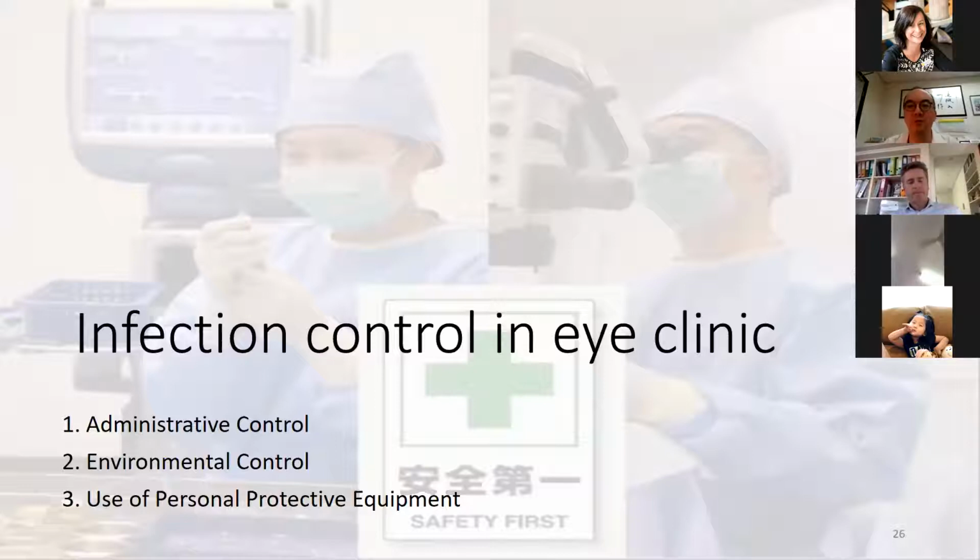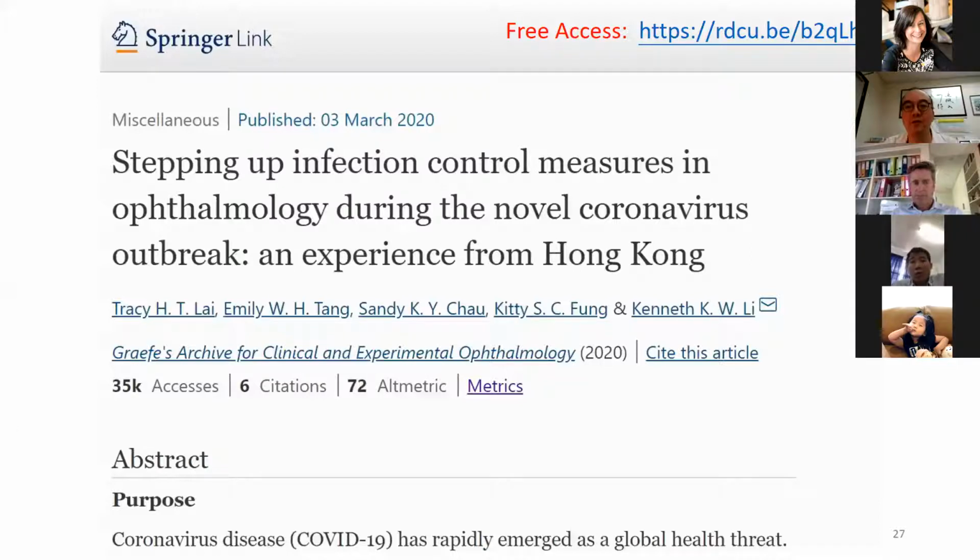Before we implemented all the infection control measures, we worked very closely with all stakeholders. It was based on a three-level hierarchy approach, namely the administrative control, environmental control, and the use of personal protective equipment. As your clinical settings may be different from ours, I suggest you work closely with your local infection control experts before you decide on which type of measures to implement. I do not intend to cover everything in our paper. Please refer to this link, which you can get free access to the paper.